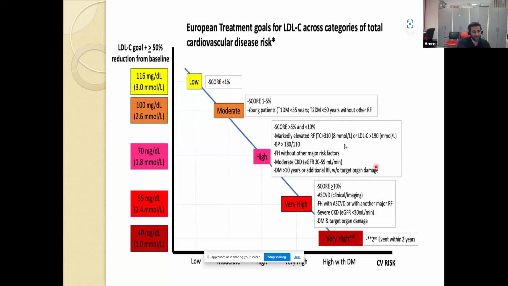This is what the European guidance is on LDL. In the UK, we do not use this, so general practitioners don't use this, non-lipidologists don't use this. They use NICE criteria, National Institute of Clinical Excellence, but most lipid clinics, specialist clinics, use this. So that's why I've put this slide up here. So this is the European Atherosclerosis Society, ESC guidance.